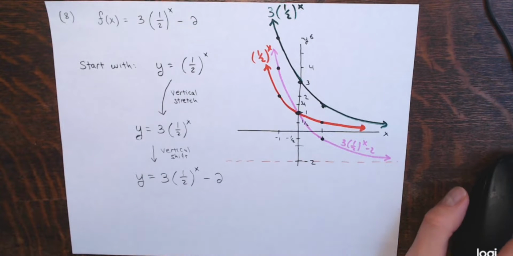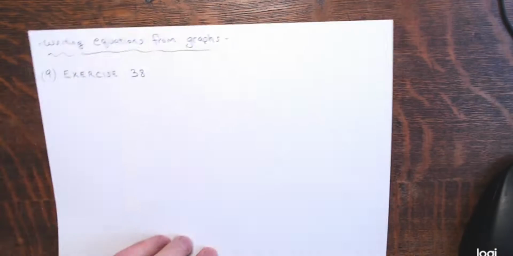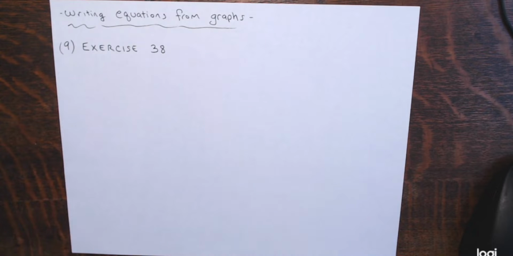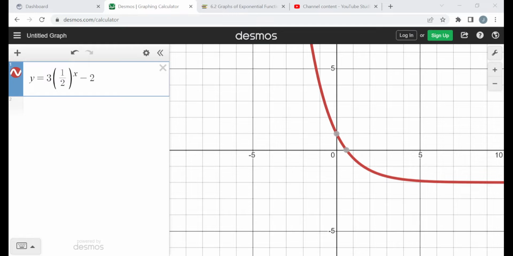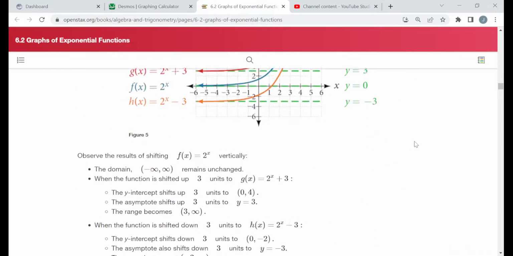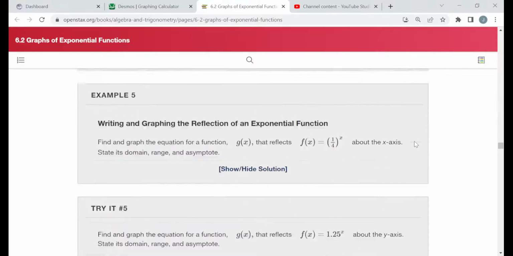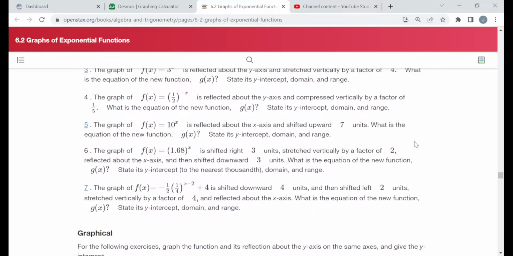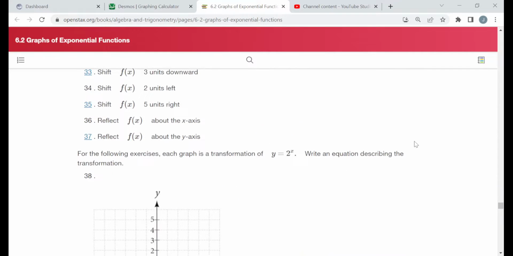So the next example I want to do, example 9 in this video, is exercise 38 from the textbook. So let me go back to the text, scroll down to the exercises for this section, all the way down. Here we go. And exercise 38, there we go.